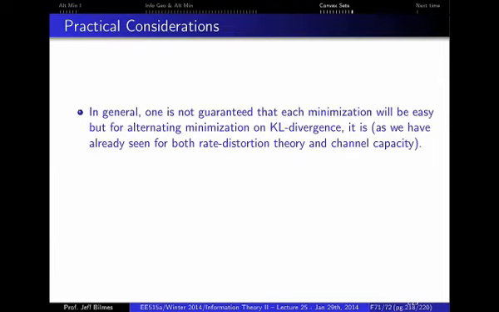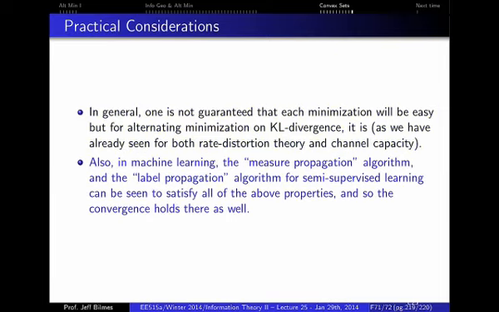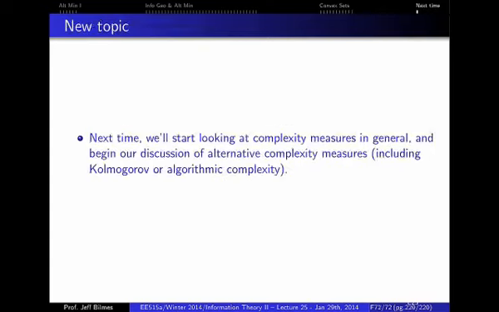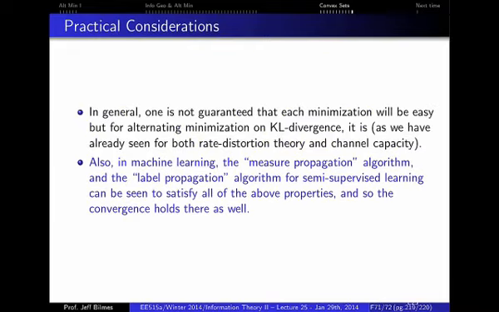The other last thing I want to say is that we're not in general guaranteed that each minimization is going to be easy, but as we saw in the rate distortion case, each minimization is easy. In the EM algorithm, each minimization is easy. That's one of the reasons why people like the EM algorithm, because you can do each optimization, each projection, in some sense very, very simply. For rate distortion and channel capacity, it is the case that it's easy. Measure propagation and label propagation both have very, very simple updates. Okay, so that's all I'm going to say about alternating minimization.